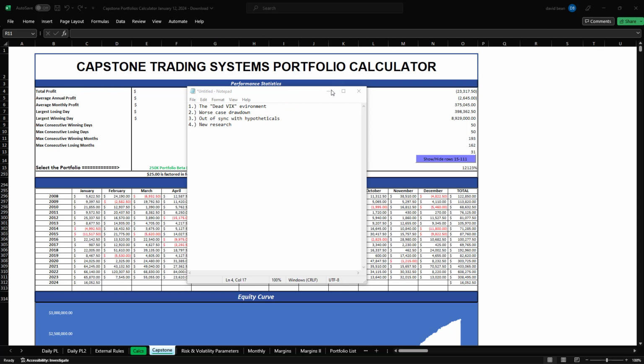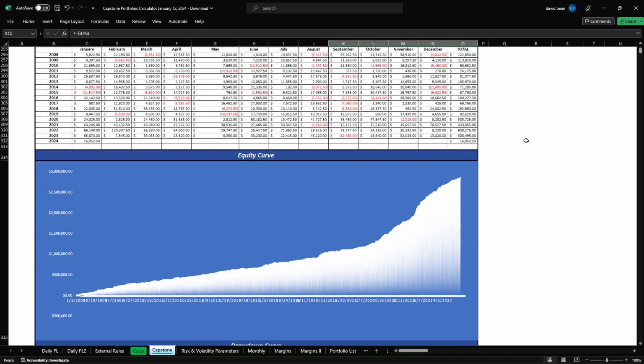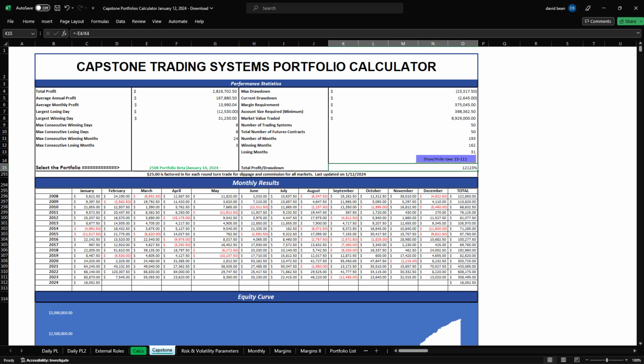First, let's preview the research that we're working towards, so you'll understand what we're talking about. This 12,123 total profit over drawdown is the highest I've seen in a while with the current setup. I'm going to go over the rationale of the new portfolio, what we changed. It's not optimized. It's switching out a few systems, and that makes sense. And so let's go over this dead VIX environment.